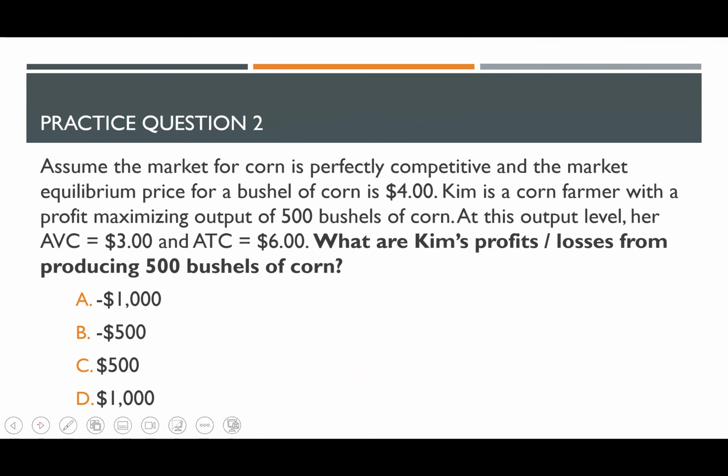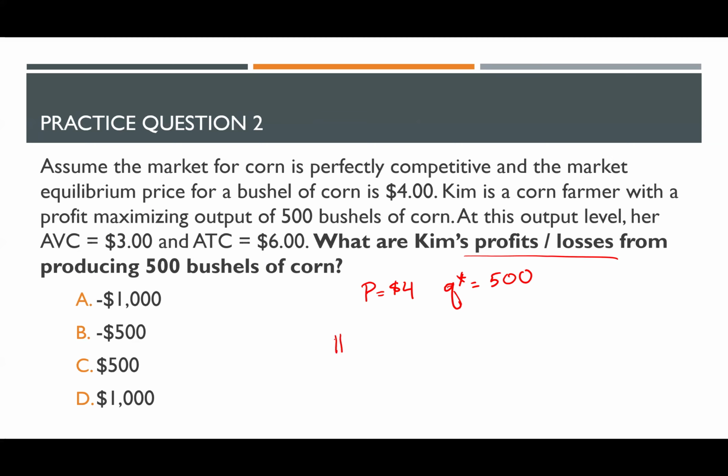All right, let's do a practice question. So we're going to assume that the market for corn is perfectly competitive and its equilibrium price is $4, right? So the equilibrium price for a bushel of corn is $4. Kim is a corn farmer with a profit maximizing output of 500 bushels. So Q star, our profit maximizing output, is 500 bushels. At this output level, her average variable cost is $3 and her average total cost is $6. And we want to know what her profits or losses are, right?